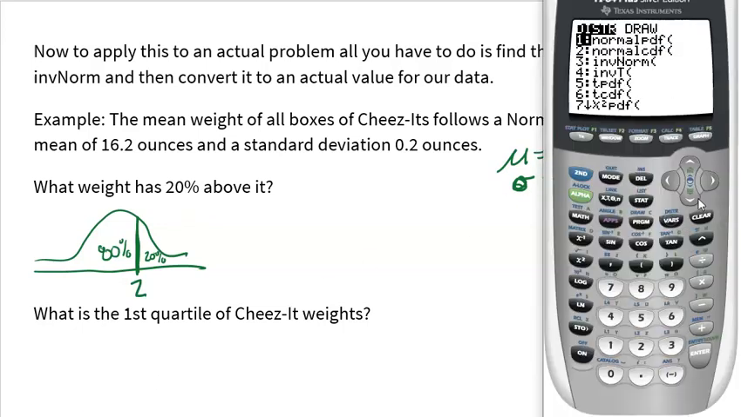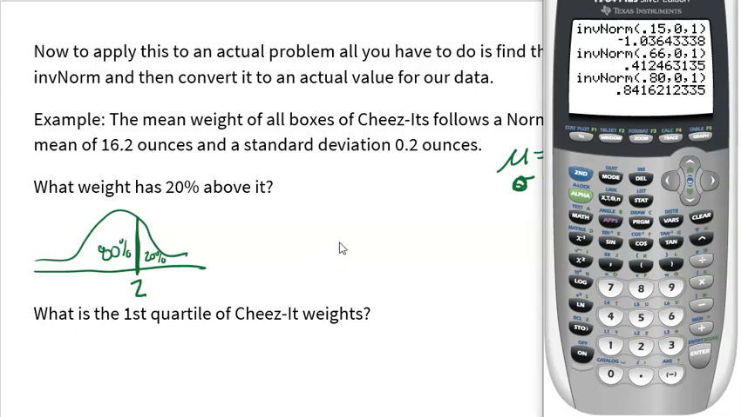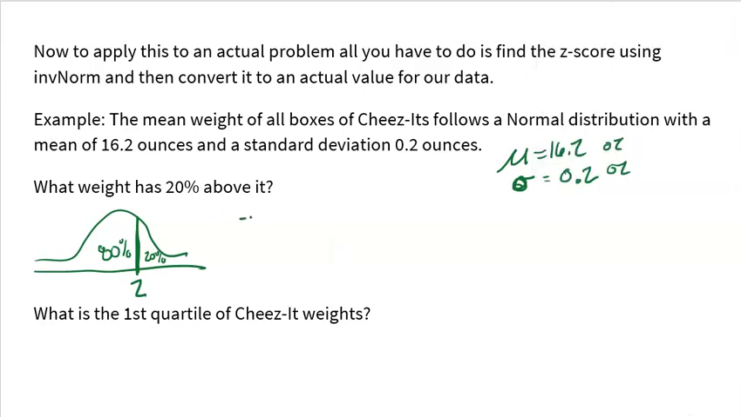So I'm going to go back here. I'm going to go ahead and grab invert norm. I'm going to do 0.80, so be very careful that you always put in the bottom. Even if they tie the top, you might have to do a little bit of math in your head real quick. All right, and we get 0.8416. So a Z-score of 0.8416 is the Z-score I'm looking for.